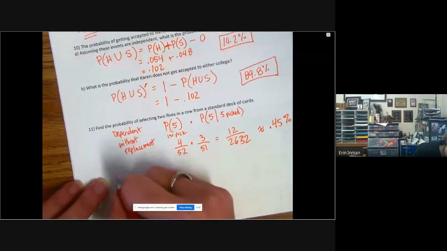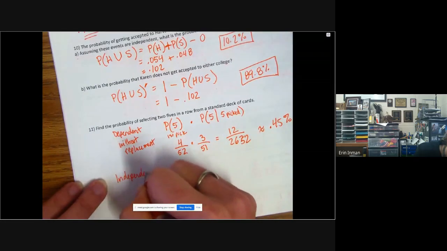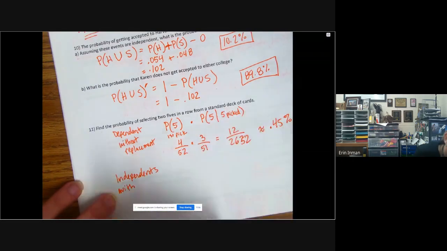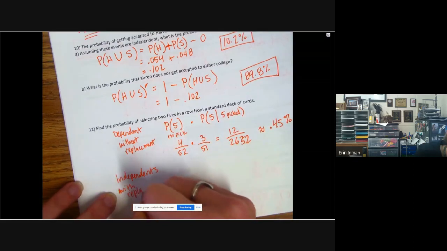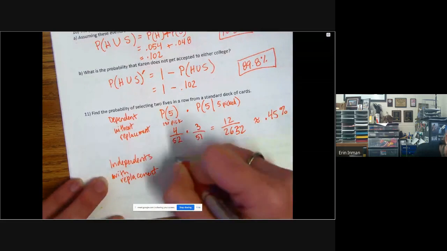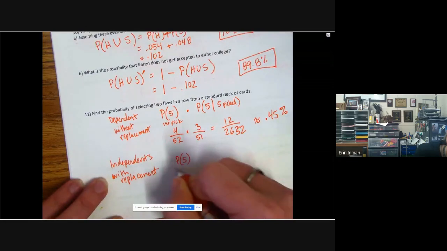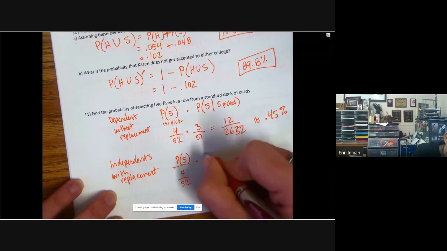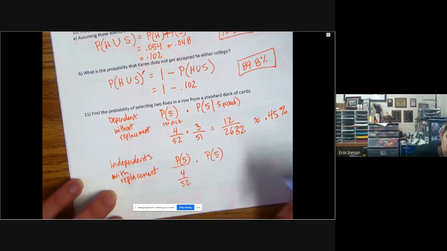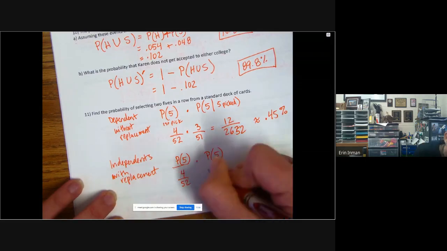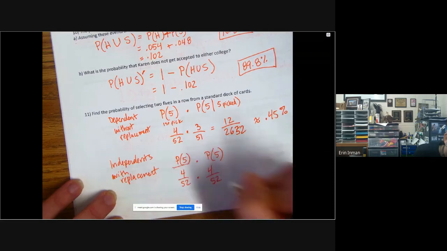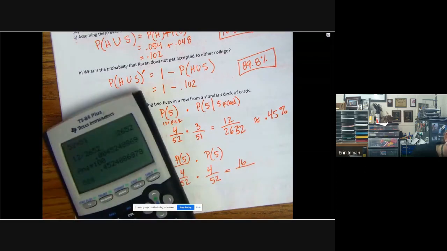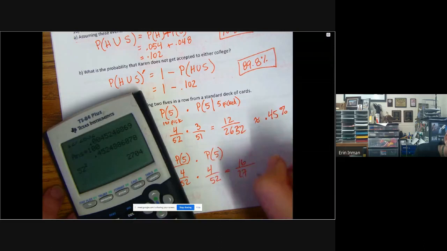Let's see, how does that change if it were independent, meaning with replacement? So we pick the card, then we put it back in, shuffle, and then you pick it again. Okay. So the probability of getting a 5 on the first pick is 4 out of 52. Since this would be independent, we put it back in, so the probability of getting a 5 a second time hasn't changed because the cards are all back in there. There's still 4 out of 52. So if I multiply those, now I've got 16 out of a still large number. 52 squared is 2,704, even bigger.